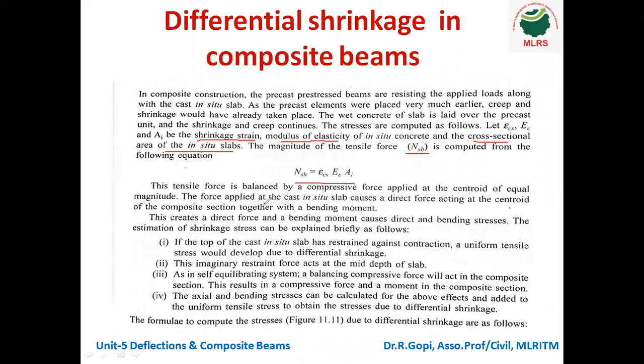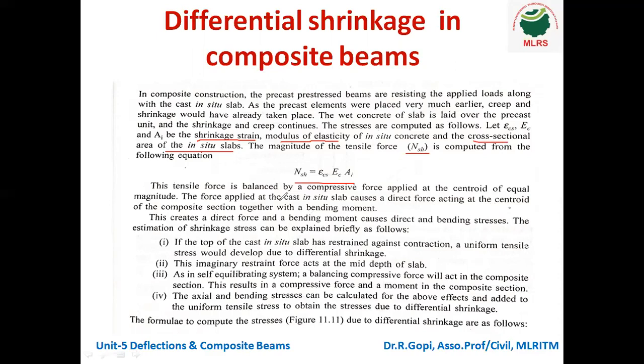The force applied at the cast in situ slab causes a direct force acting at the centroid of the composite section together with a bending moment. So here, automatically due to the shrinkage strain, a tensile force is developed, and it is balanced by a compressive force. In which form are we applying the compressive force? Due to the pre-tensioning wires.